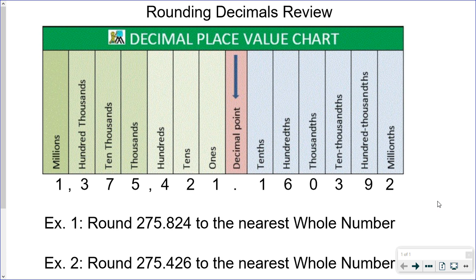All right, this is just meant as a quick review on rounding. If you've never done rounding before, this will probably help you, but I'm really intending this for my students who have already learned about rounding, and I just want to remind them.